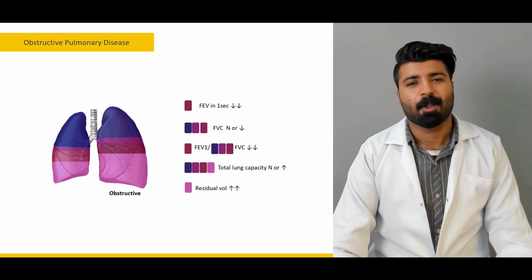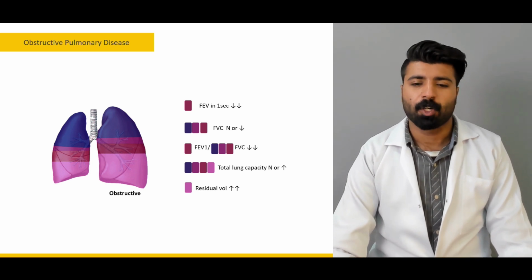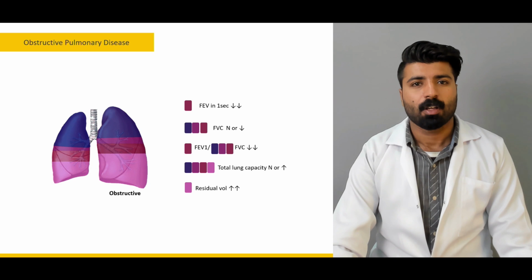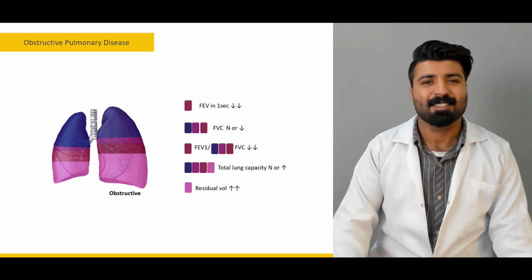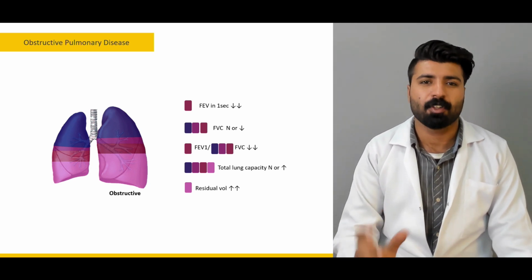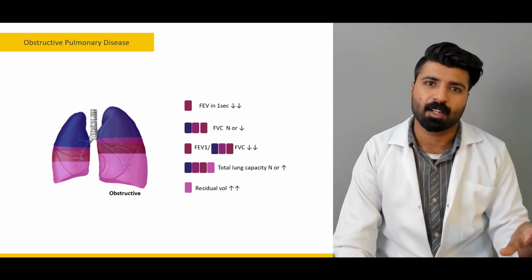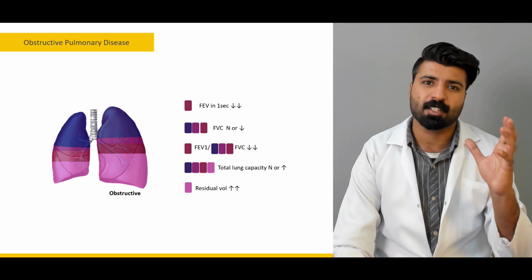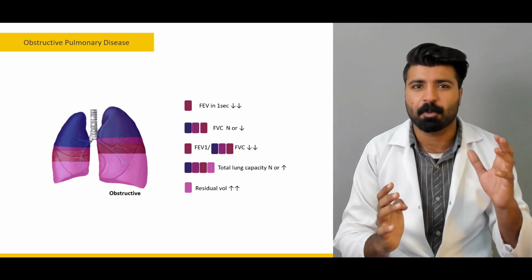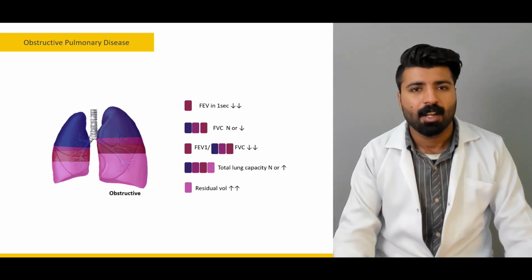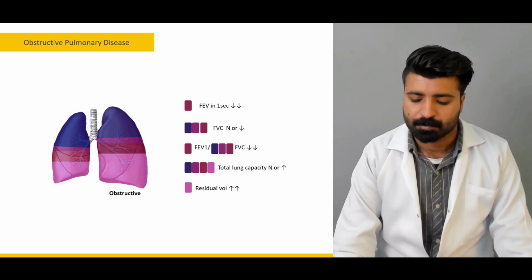Residual volume, you can just guess it. You don't even have to look at it. Because of obstruction, there's some volume that will stay due to that obstruction, and there was other volume which was supposed to stay. So the volume which was supposed to stay plus the volume which has to stay because of obstruction adds up, and the residual volume will increase.